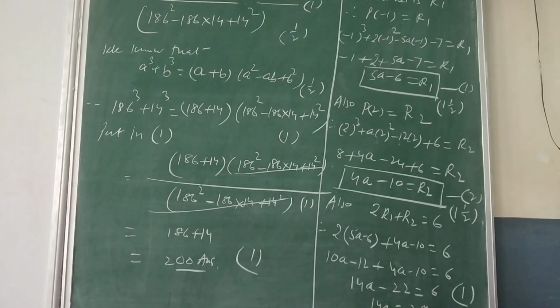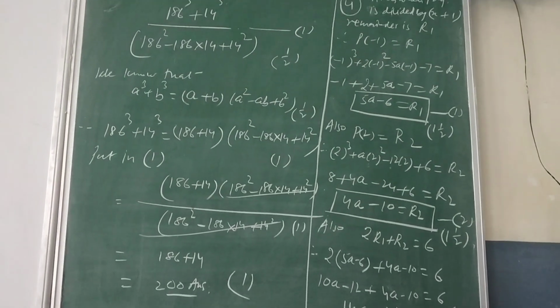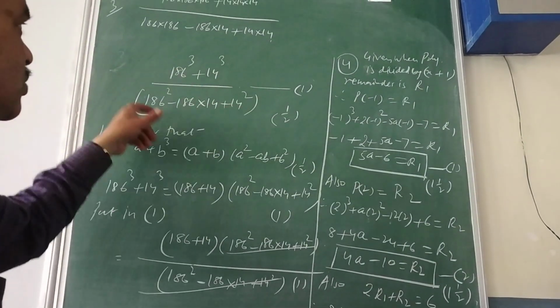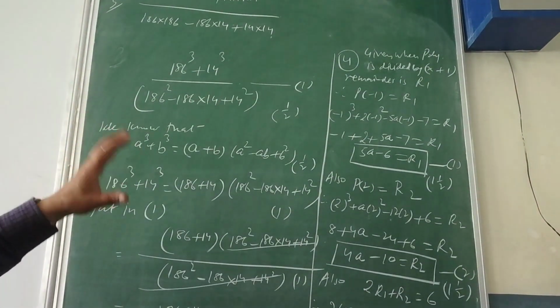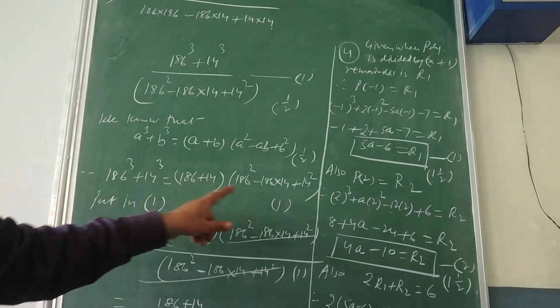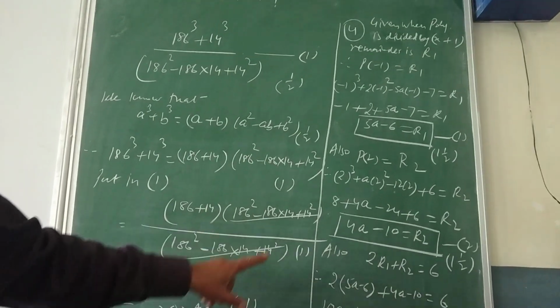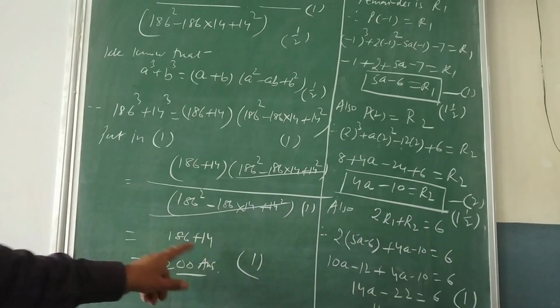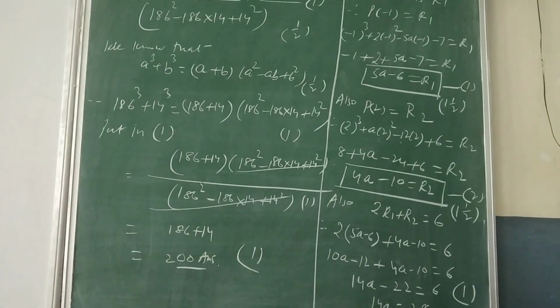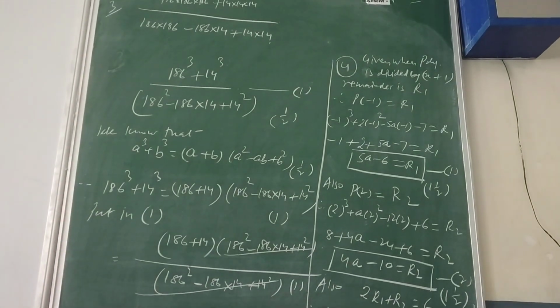So in that way, the answer for this question will finally be 200. How to go for the distribution? Half mark for this work if you have done this step, then half mark to identify the identity, 1 mark to substitute this, 2, and 1 mark to write the answer finally. 186 plus 14 is equal to 200. So in that way 4 marks will be awarded for this answer.